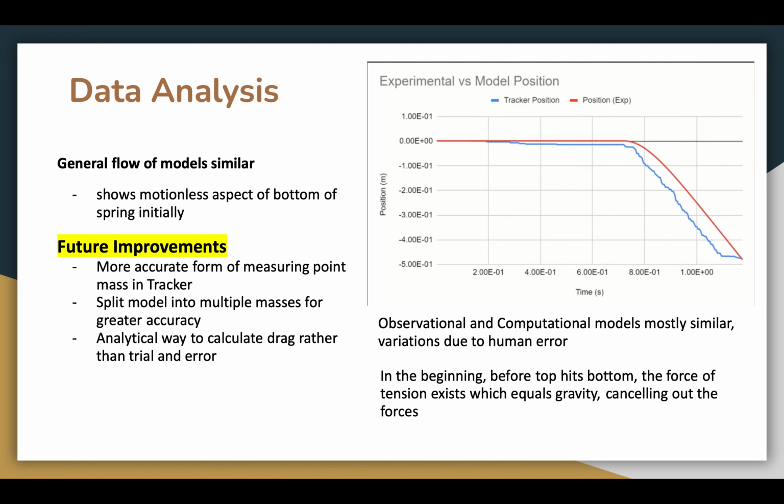In the future, I can improve the data by finding a more accurate form of measuring the point mass in tracker instead of just clicking the frame and causing a potential inaccuracy. I could have also split the model into multiple masses for greater accuracy, meaning I could have modeled the Slinky from the top as well in addition to the bottom. Lastly, I could have found a more analytical way to calculate drag instead of just using guess and check, which would have allowed for less variation for more accurate measurements, which would have allowed for more accurate models.